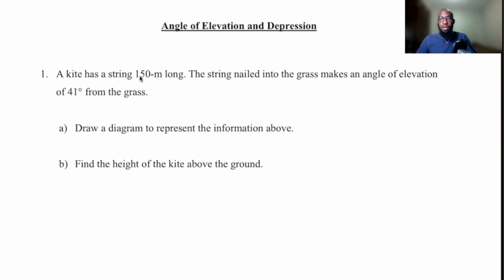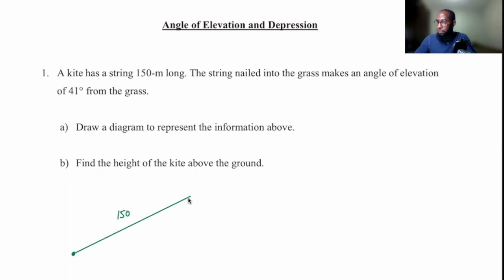a kite has a string 150 meters long. Good, note that. The string nailed into the grass. So there's the nail into the grass. This is the string, and they said the string is 150 meters long. They said the string is nailed into the grass, makes an angle of elevation of 41 degrees.